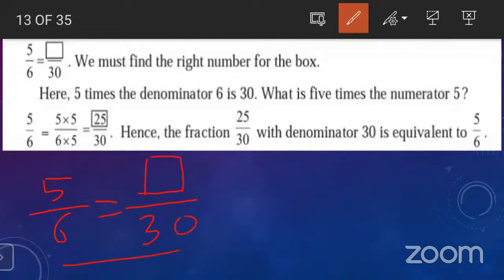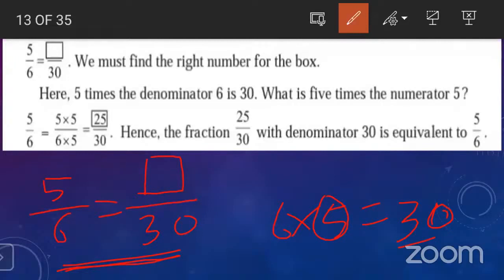Okay, so if you see the special connection between the denominators, if you multiply 6 by 5, what do you get? You will get 30. 6 5s are 30, isn't it? So the same number 5, which we used to multiply by 6, now we have to multiply to 5 also with the same number. So let us multiply 5 by 5.